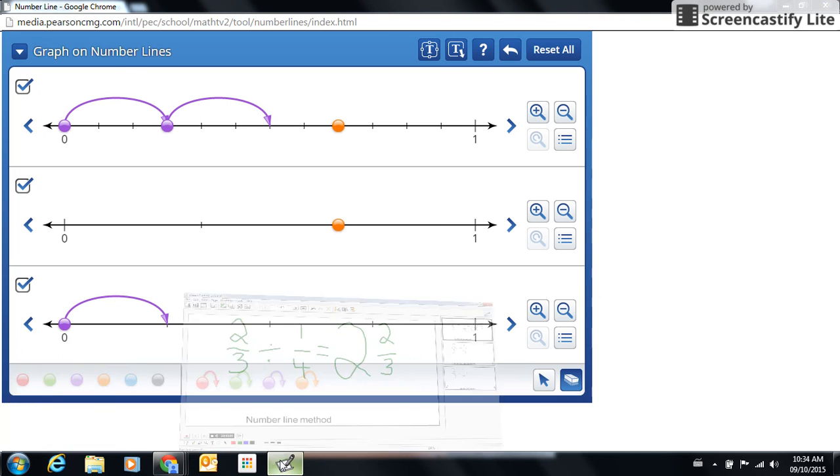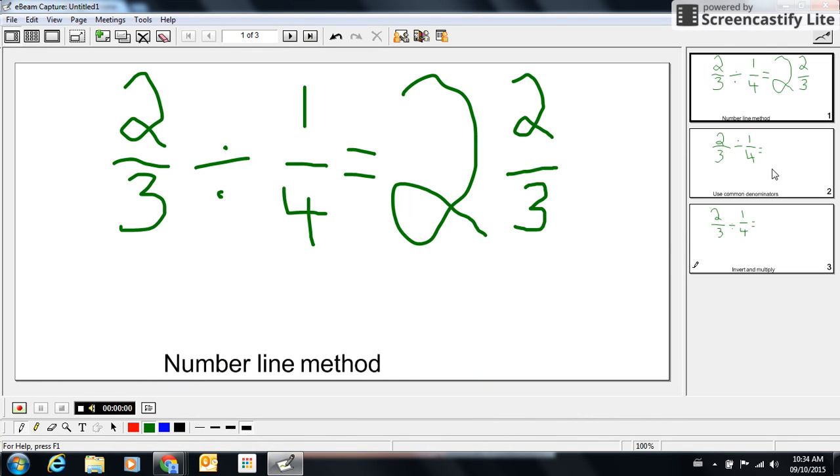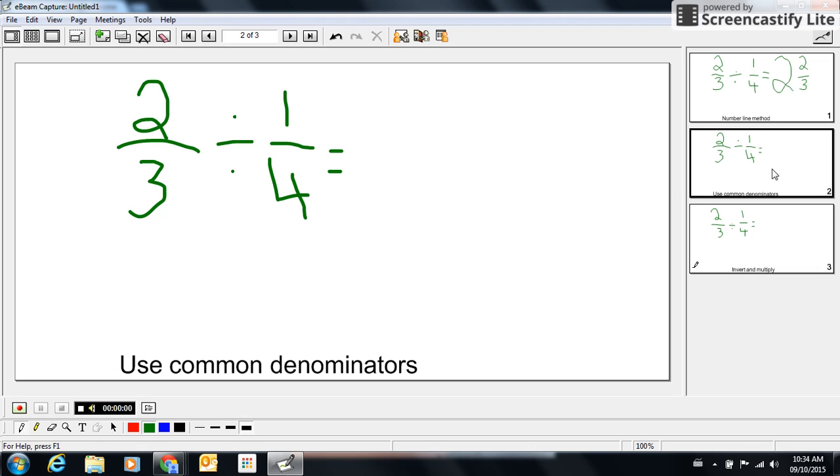So maybe you like that method, maybe you didn't. And I'm going to show you a second method. And in this case, it doesn't involve a number line. It just involves figuring out common denominators. So let's take a look at this. Let's figure out 2/3 divided by a quarter.